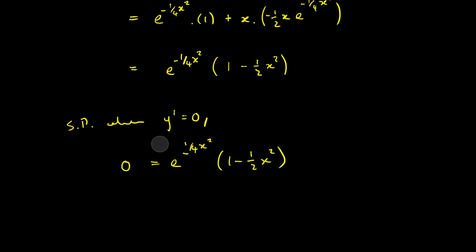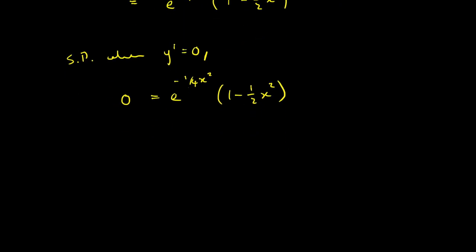Sorry, that was a bit messy, wasn't it? Let me just try to simplify that a little bit. And that means that I've got two things multiplied together that give me 0. So either this thing is equal to 0. Well, the exponential is never equal to 0, so that's not a solution. Or this thing here is equal to 0. So I'm going to set 1 minus a half x squared equals 0 as a solution.